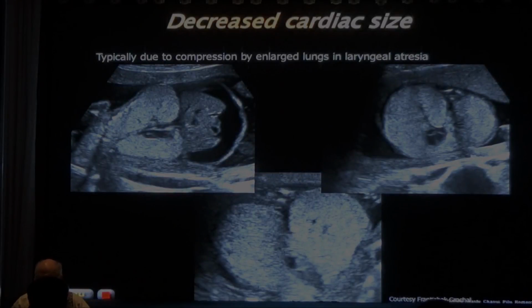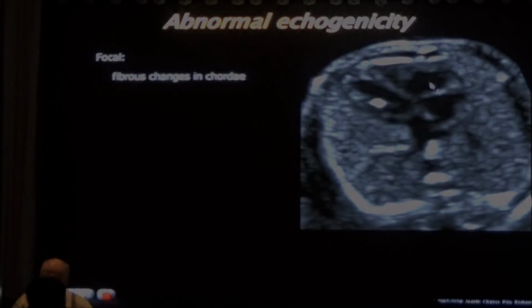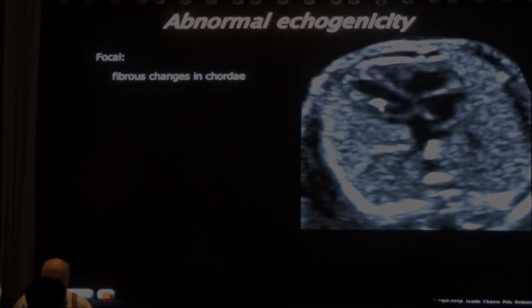Rarely you will have also a decreased cardiac size, and this is typically due to compression of the heart by some very distended lungs in laryngeal atresia. So here the secretions of the lungs cannot escape, the lungs become very enlarged, and they compress the heart, function is decreased, and the baby goes into hydrops.